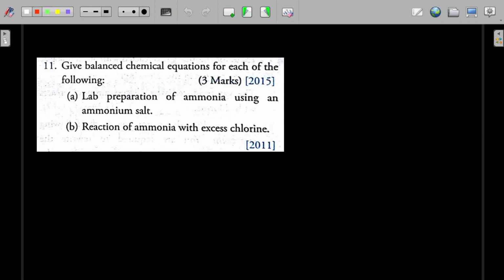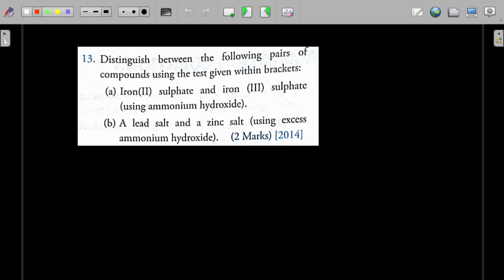Each of the following: lab preparation of ammonia using ammonium salt, reaction of ammonia with excess chlorine. See, these are the fixed kind of questions: either lab preparation, or reaction of ammonia with chlorine, excess of ammonia or excess of chlorine too. Then one is with reducing property, or catalytic oxidation. Distinguish between, these kinds of things we have already studied now.